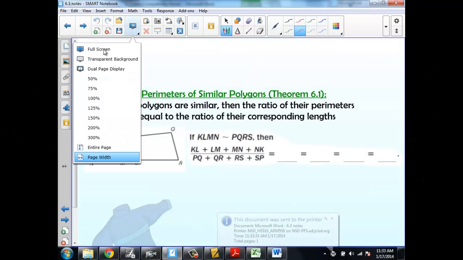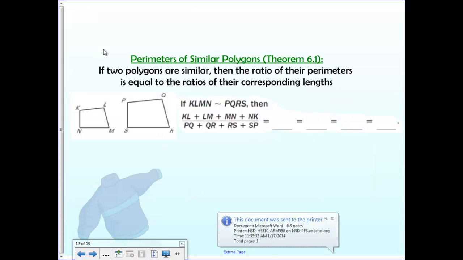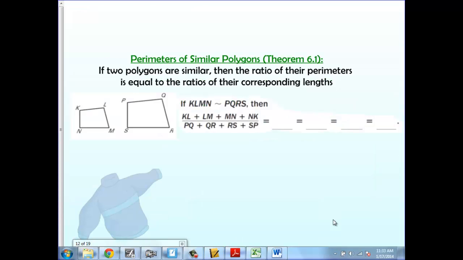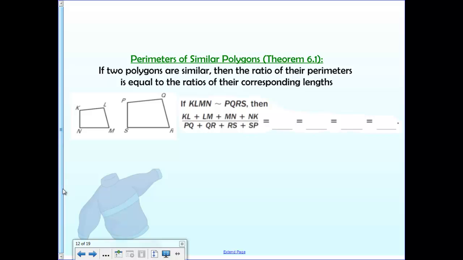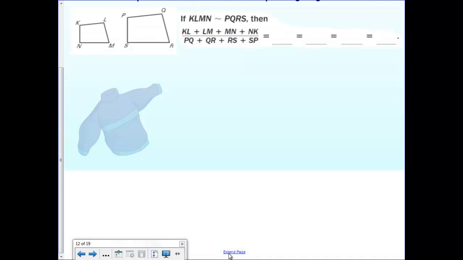Before I dive into the notes too far, I want to show you this and talk to you about this. Here is one triangle. I have 1, 2, and I have 3. And I have this triangle, which is 2, 4, and 6. I'm going to compare my two sets of sides.